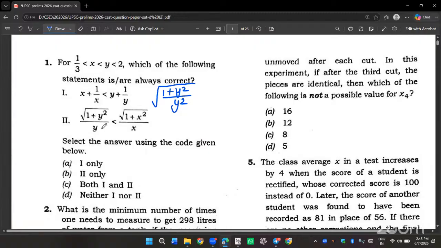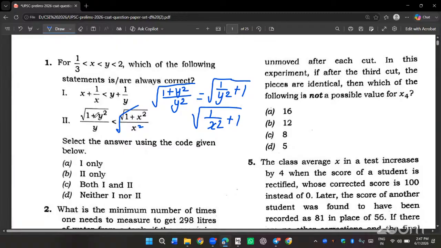So it will become y square. Now I simplify this. I get square root of 1 by y square plus y square by y square, so plus 1. This value I get. Similarly here, x square, make it a full square root, then 1 by x square plus again x square by x square. So I simplify this.